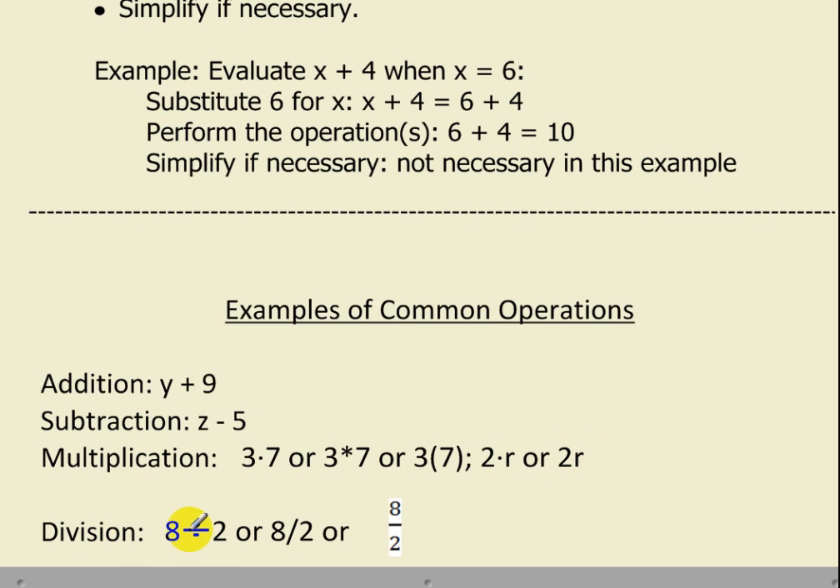Then division we can show with the divide sign, 8 divided by 2, or we can use slash. Again, this would be common computer notation, or a fraction. Fraction bars show division. So 8 over 2 is the same thing as 8 divided by 2. And by the way, there's a case where you would need to do some simplifying, right, if you got that answer.